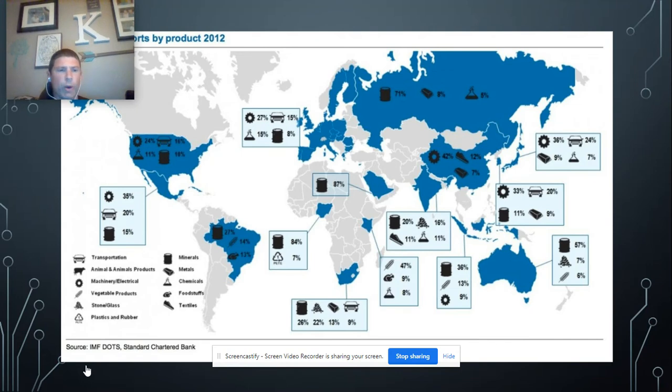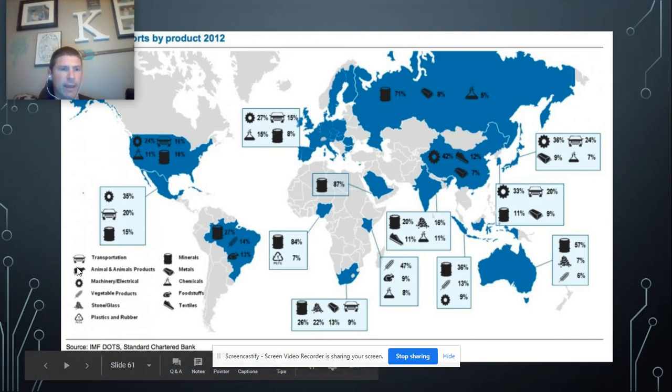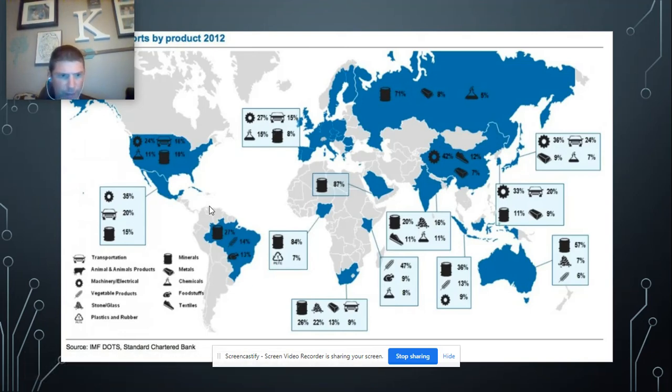This just shows where things are produced. You can see Mexico produced 20% automobiles. There should be a key somewhere on here. Oh, yeah. And then machinery. So the United States is, what is that one? I haven't interpreted this. That was machinery, 16% automobiles.